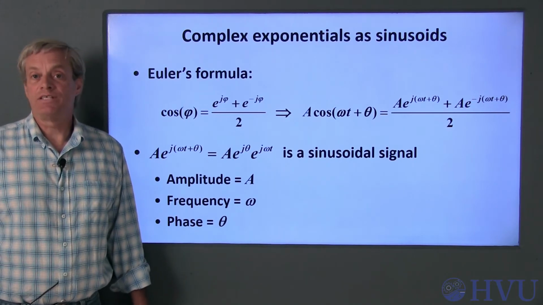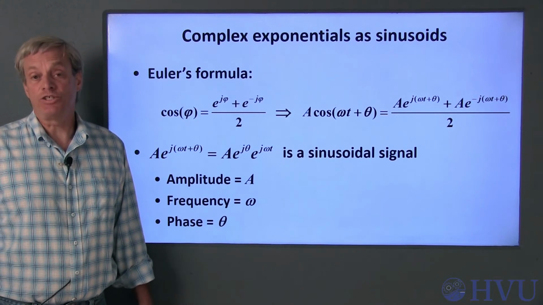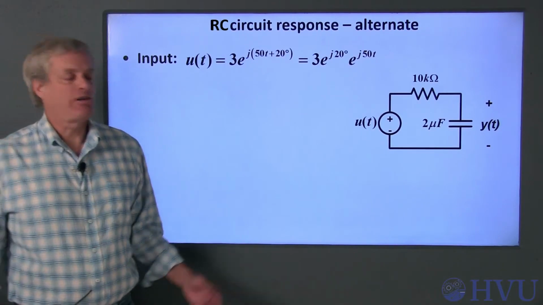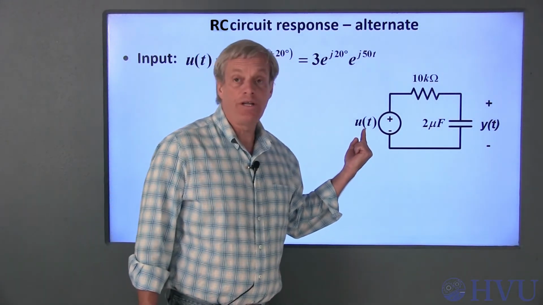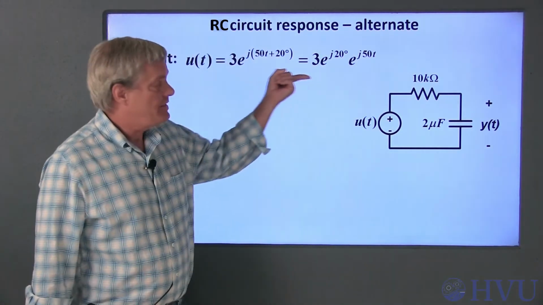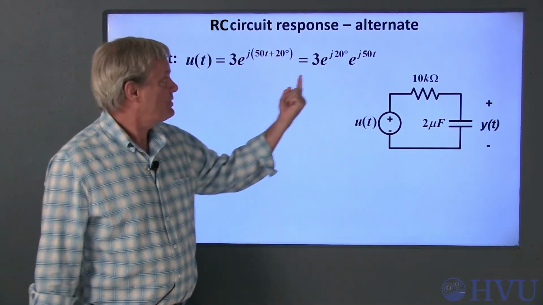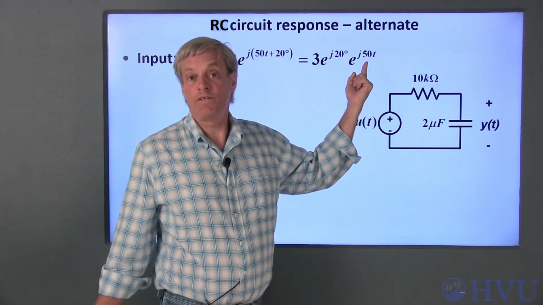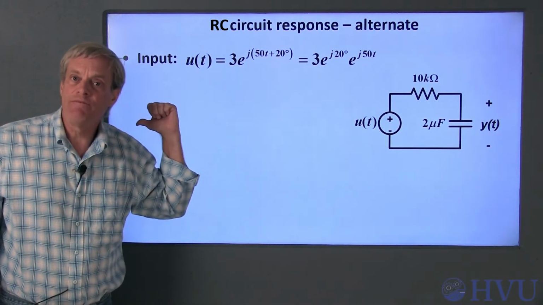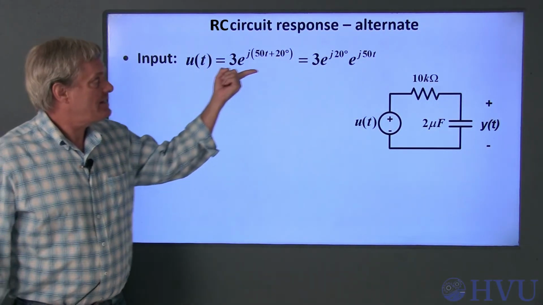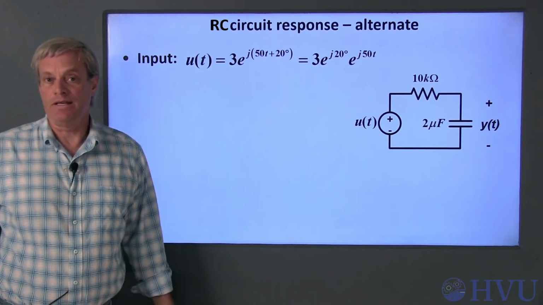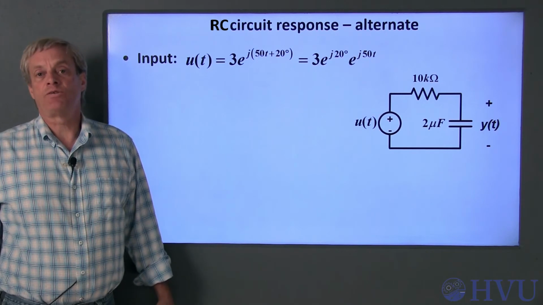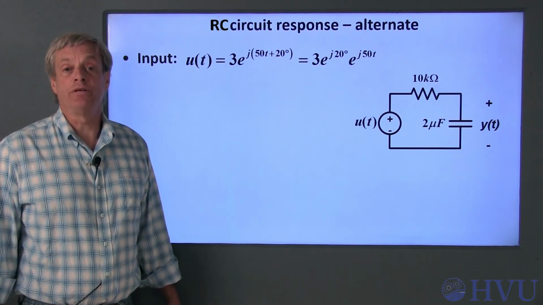Now let's take a look at our previous example if we use a complex exponential forcing function. Let's see how to analyze this circuit if the input is a complex exponential. This complex exponential has the same amplitude, 3, phase angle, 20 degrees, and the same frequency, 50 radians per second, as the function on the previous slide. I want to point out that this signal can't be created physically. It's strictly a hypothetical mathematical construct. We'll worry later about whether this one can actually help us with the analysis of a real circuit.